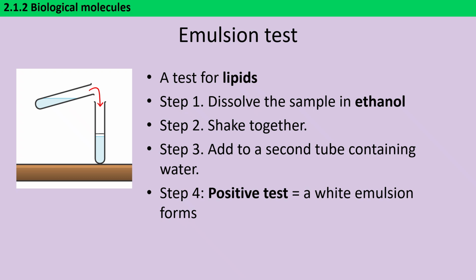You're going to shake those together so that the sample dissolves into the ethanol, and then you're going to pour it out of that tube, leaving behind any solid residue, and you're going to pour that solution into a second tube that contains water. The positive test here is that on the top of the water, a white emulsion forms, so kind of a white milky layer.